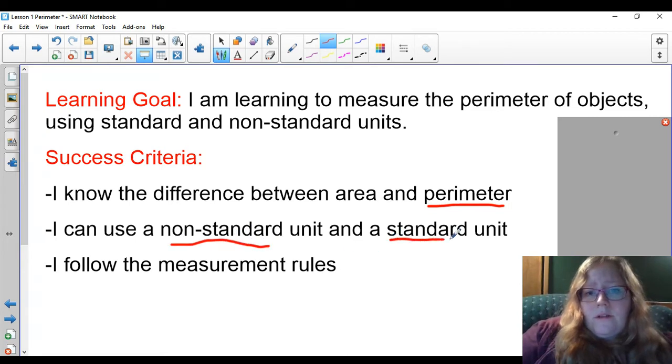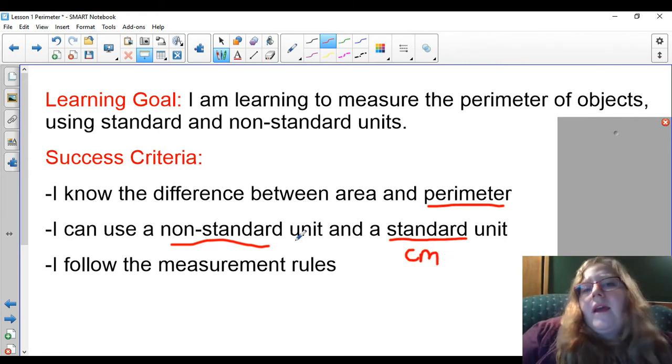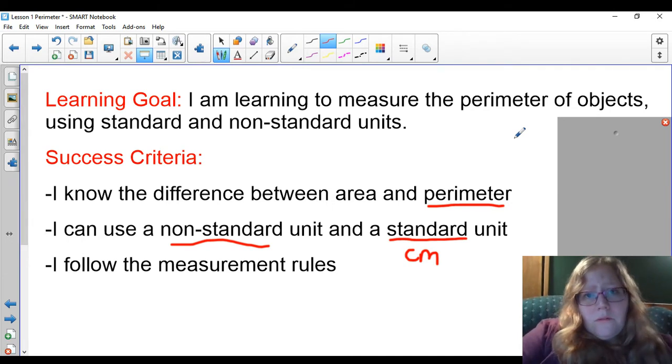So standard units are your regular measurement units like centimeters or meters, or if you have a really tiny object, maybe the little wee millimeters. Okay? Non-standard units are like our math manipulatives at school, like the snap cubes that we use or other things we use to measure. But you're at home, so what are you going to use to measure?